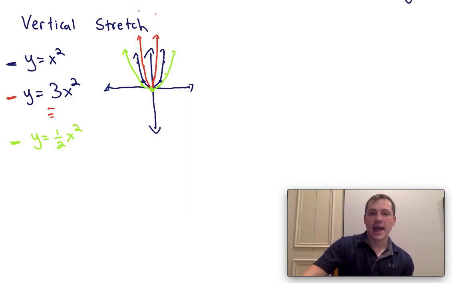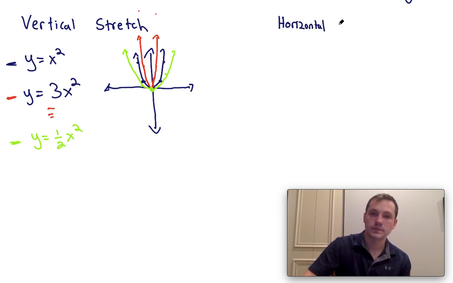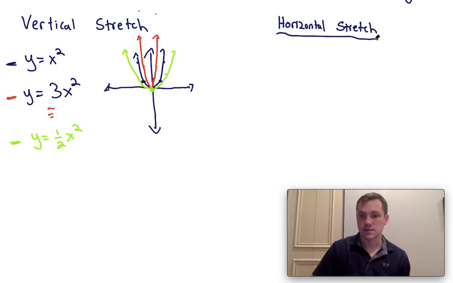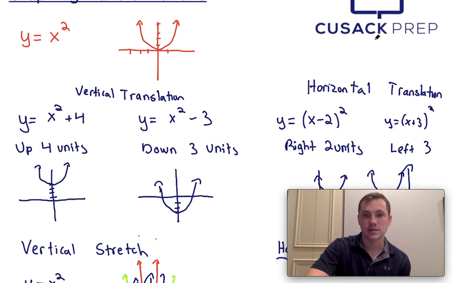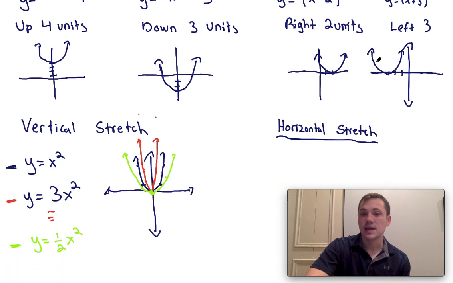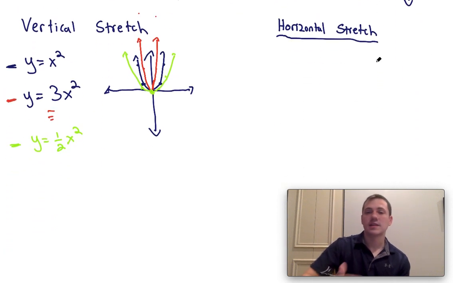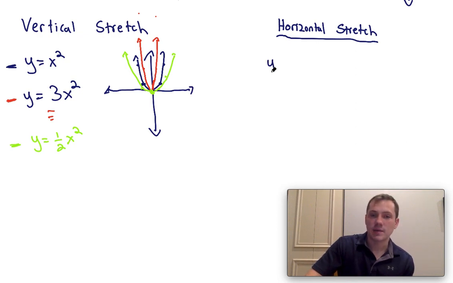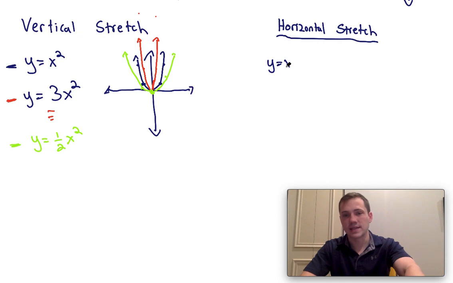And then we'll take a look at what you call horizontal stretches. So a horizontal stretch, just like before when we had our horizontal translations, is going to be a little bit counterintuitive. It's going to be kind of the opposite of what you think it is. So if I have something like y equals x squared as my parent function, actually let's do a different one. We've done a lot of these.